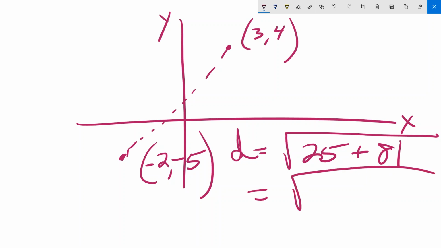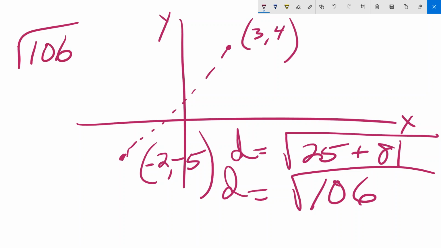That would be root 106. Now, the question is, can that be simplified? You're still at a point in geometry where they're going to have you convert that to a decimal, so simplification doesn't really matter. But you're not far from where you have to simplify that and give it as a radical answer.